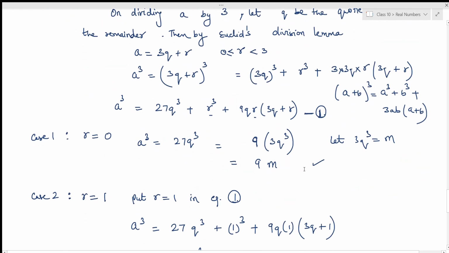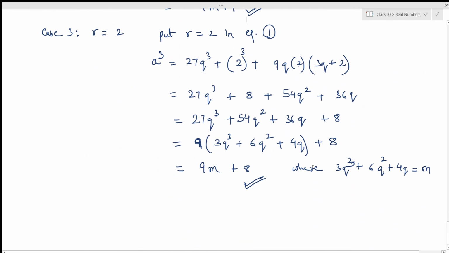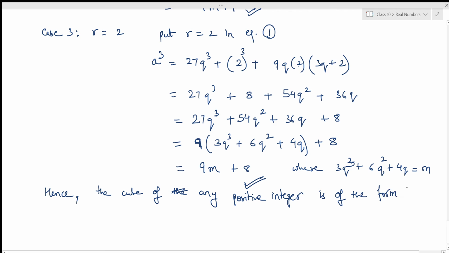Now you see, with 3 we can get this, so there is no need to take 9, otherwise you would have 9 cases and it would be very lengthy. So these things you need to decide based on the question. Now the answer statement: hence the cube of any positive integer is of the form 9M or 9M plus 1 or 9M plus 8 for some integer M.